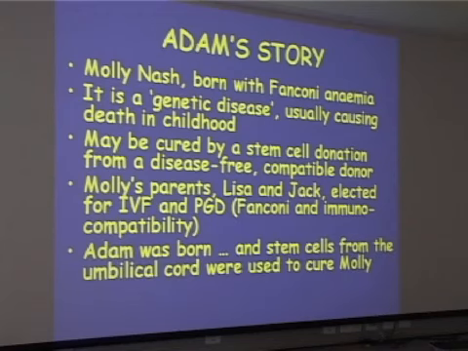So Adam was born. Fortunately, we're very fortunate that the umbilical cord does have stem cells in it, and they were enough to cure Molly. And Molly is now 17 or 18, and her brother is 10 or 11. I'm not quite sure of exactly their birthdays. I think they both have birthdays in the summer. So that has been a successful story.